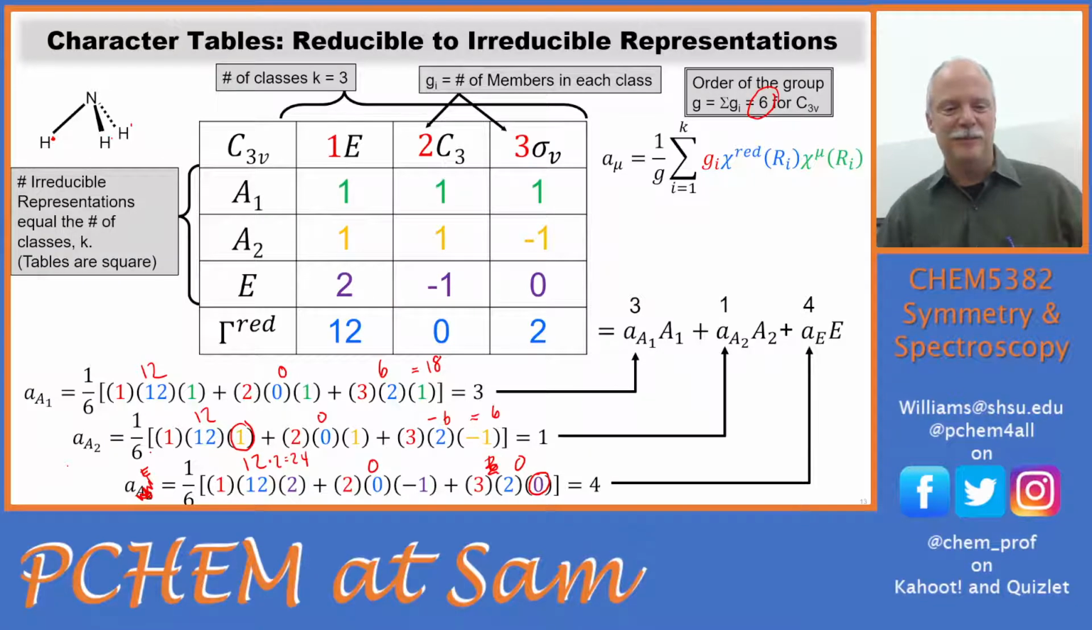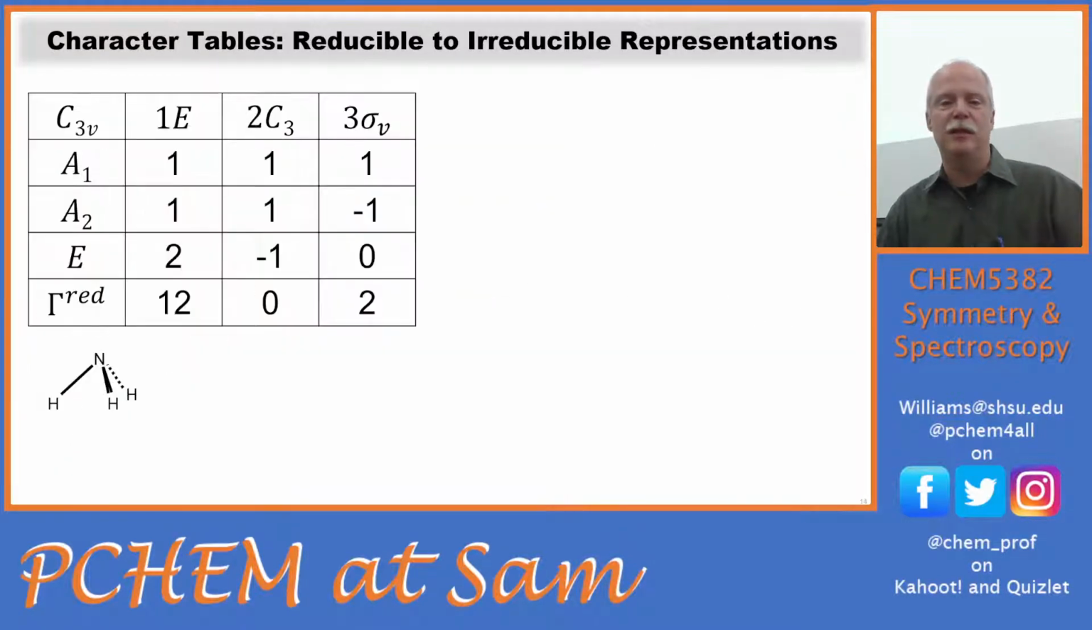So okay, then we have 3, 1, and 4 as our numbers and types of the different symmetries. So now let's look at our character table and see which ones of those are translations, which ones are rotations, and all the remaining ones are vibrations.